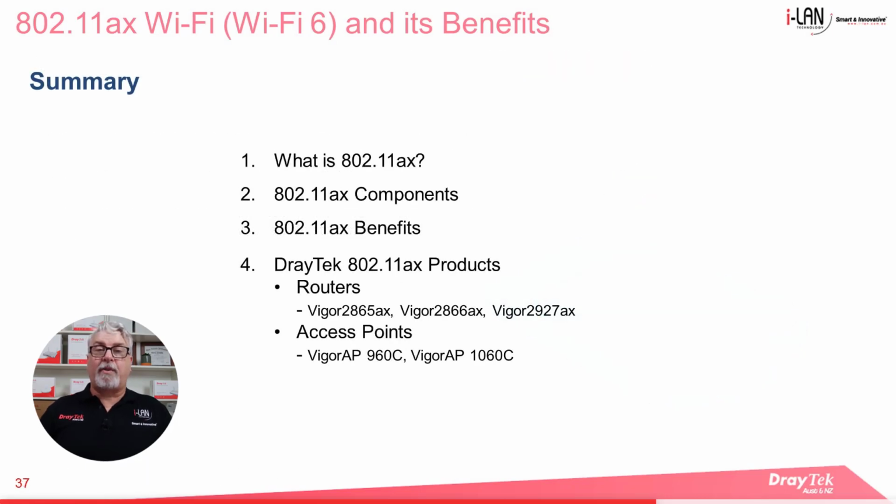So to summarise, today we started by looking at what 802.11ax Wi-Fi is and the different components within it, as well as some of the benefits of using it. Then we looked at what Draitec products are available that support it. These included the VIGA 2865AX, the VIGA 2866AX, and the VIGA 2927AX routers, and the VIGA AP960C and 1060C ceiling mounted access points.